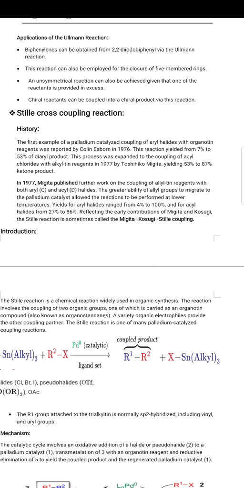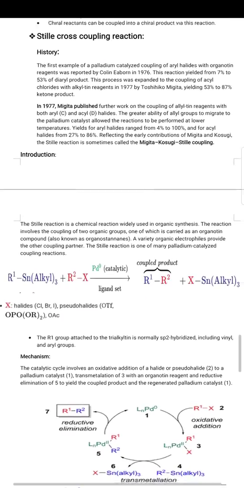The history of this reaction is as follows. The first example of palladium-catalyzed coupling of an aryl halide with an organotin reagent was reported by Colin Eaborn in 1976, and this was a reaction that yielded 7% to 53% of diaryl products. But in 1977, Migita published further work on the coupling of alkyl tin reagents with both aryl and acyl halides. The greater ability of the alkyl group to migrate to the palladium catalyst allowed the reaction to be performed at lower temperature. So the yield for aryl halide ranged from 4% to 100% and for acyl halide ranged from 27% to 86%.